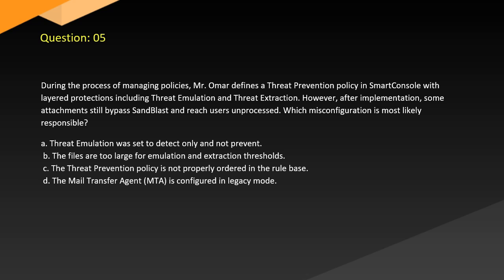A. Threat emulation was set to detect only and not prevent. B. The files are too large for emulation and extraction thresholds. C. The threat prevention policy is not properly ordered in the rule base. D. The mail transfer agent (MTA) is configured in legacy mode.